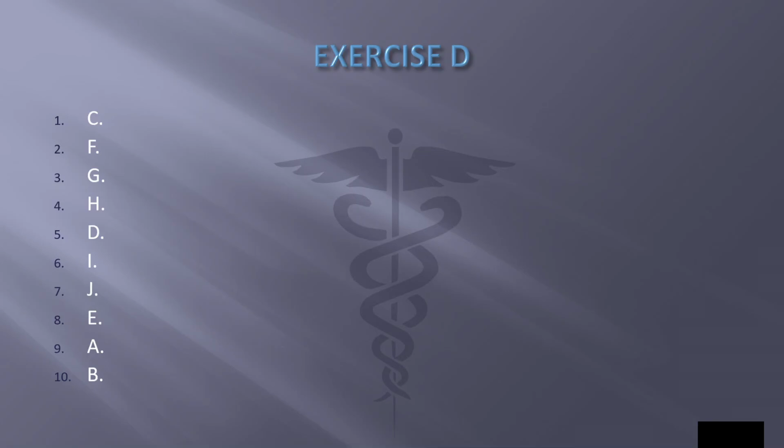Exercise D, match the term in column 1 with its meaning in column 2. Number 1, hepatomegaly, is C, enlargement of the liver. 2, cholecystectomy, is F, removal of the gallbladder. 3, proctoscopy, is G, visual examination of the anus and rectum. 4, ileostomy, is H, new opening of the third part of the small intestine to the outside of the body.